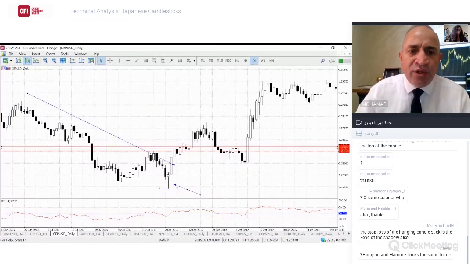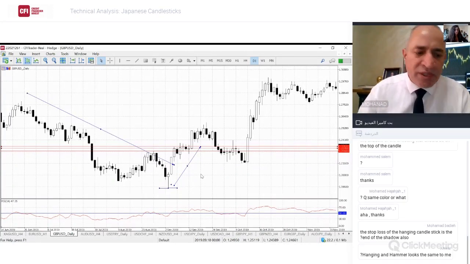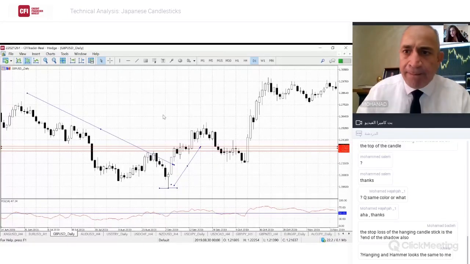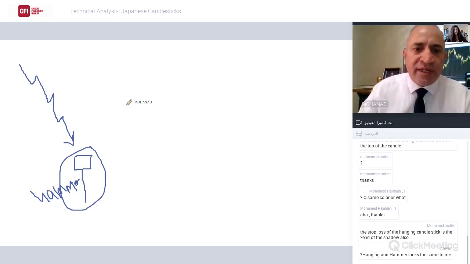When I see a hammer at the end of a downtrend line, I expect the market will reverse and start moving in an uptrend. So we call this a bullish reversal pattern. Basically, the hammer gives you a bullish reversal pattern, while the hanging man gives you a bearish reversal pattern. The shape might be the same, but the indication is different.